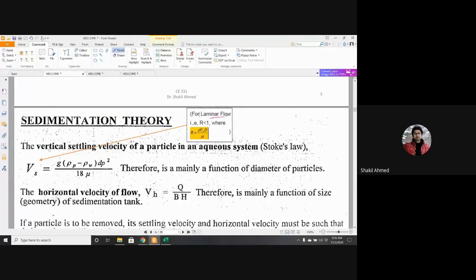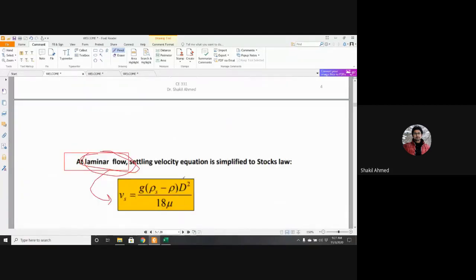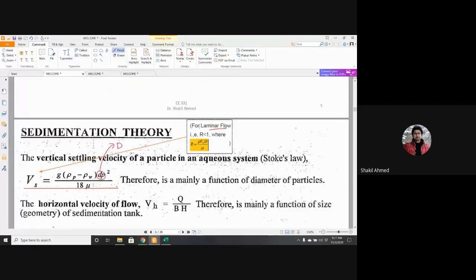So for laminar flow, you can write this formula. dp and d are the same thing. D subscript p, capital D, same thing. D square basically, right?